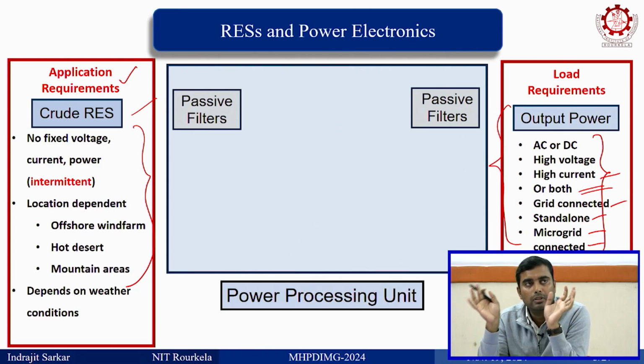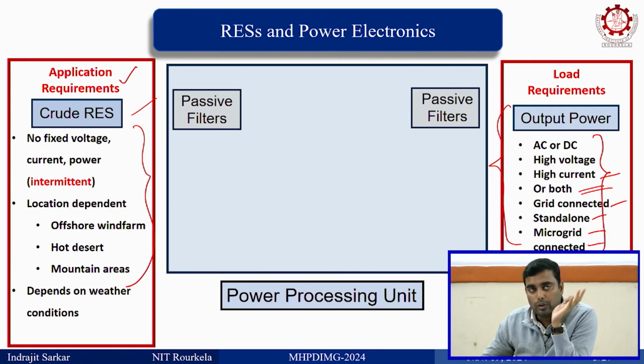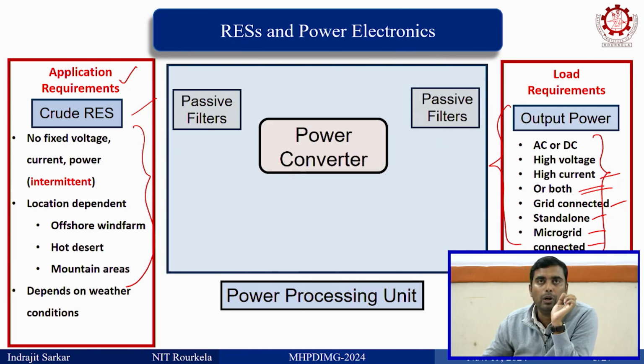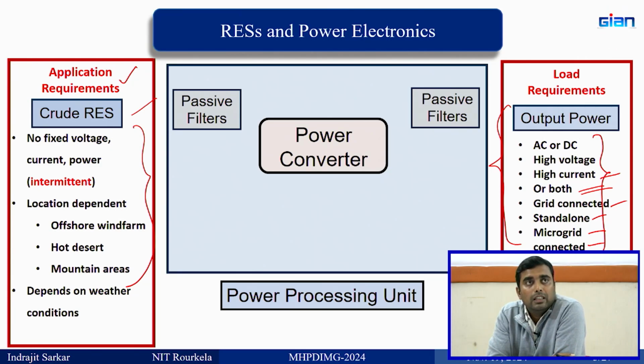If possible, use filters, and those filters are not active filters, these are simple passive filters. L, C, this you use, or a combination of these, and then you make it suitable for the input side and for the output side also. Then it comes to the power converter. Then the power converter does that conversion.